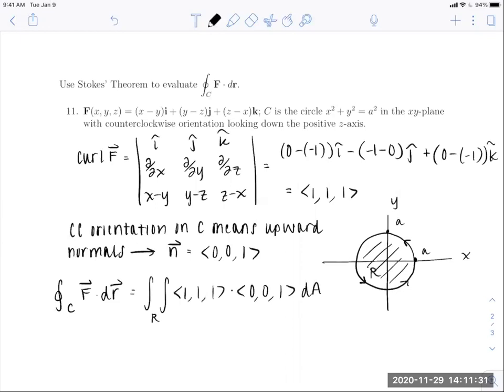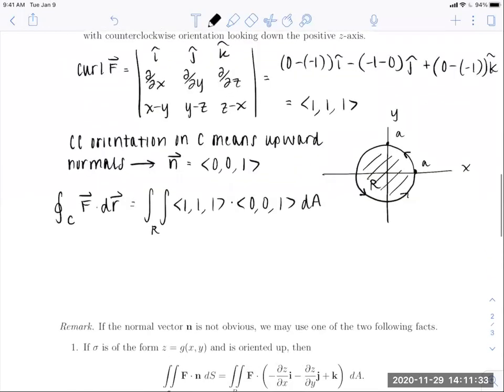Now we're recognizing that since our region is a circle, we likely want to use polar coordinates. So let's set those up. Theta is going to run from 0 to 2 pi. The radius is going to run from 0 to a. And when I carry out my dot product, I get 0 plus 0 plus 1. And then dA becomes r dr d theta.